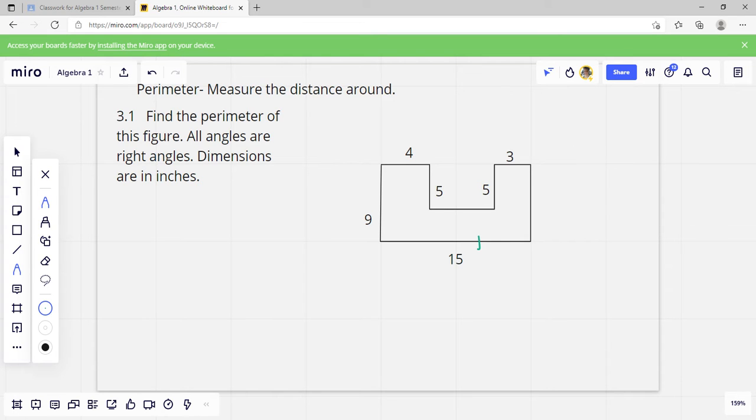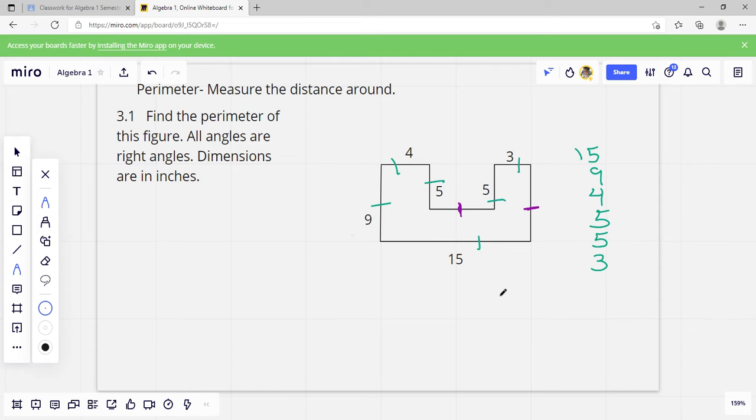So this big one right here is 15, and I like to make a little mark to let myself know that I've counted that side. This one is 9. This one's 4. This one's 5, another 5, and a 3. Now, if you'll notice, I'm missing some sides. We're missing this one and this one, so we have to figure out the lengths of those.